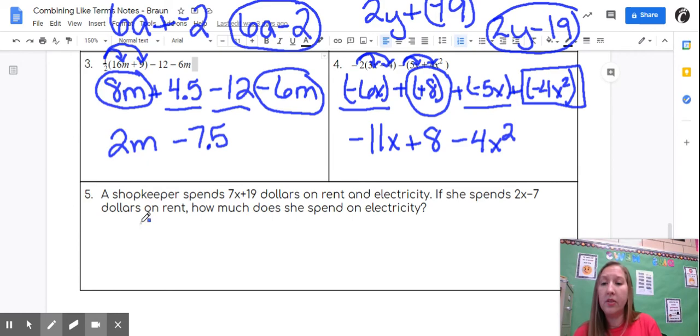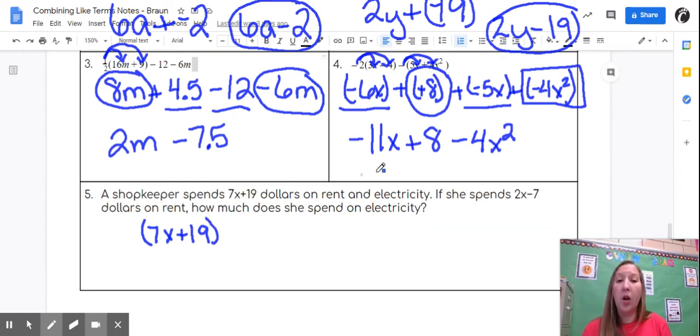So we're going to write these using parentheses. So I'm starting with 7x plus 19. And then over here, now we said that expression represents the amount she spends on rent and electricity. Now, the expression over here, 2x minus 7, is telling us that that is what she spends on just rent. So since this is rent and electricity, and this is just rent, if we want to know how much she just spent on electricity, we are going to subtract.